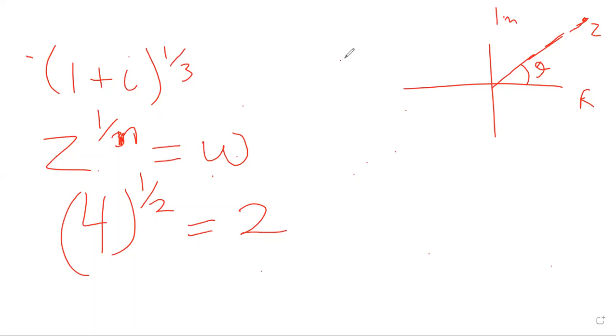Do you understand what I'm saying? I hope you understand. So if I say a number z raised to the power 1 over n is equal to w, that means that w is an nth root of z. If n was 2, w is the square root of z. If it was 3, w is a cube root, and so on and so forth. So let's just continue.